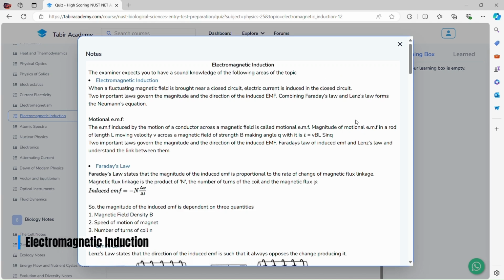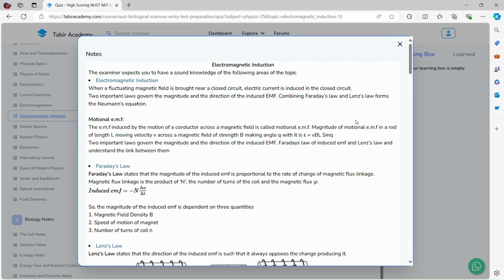Alright, so our topic for today is electromagnetic induction. When a fluctuating magnetic field is brought near a closed circuit, electric current is induced in the closed circuit. Two important laws govern the magnitude and the direction of the induced EMF. Faraday's law और Lenz's law को मिला के Neumann's equation बनता है.